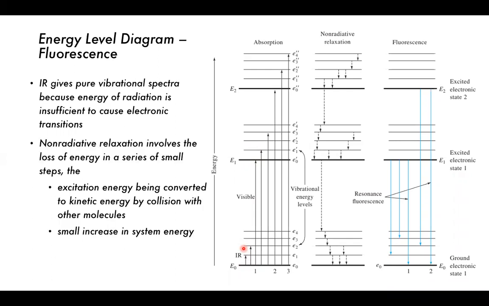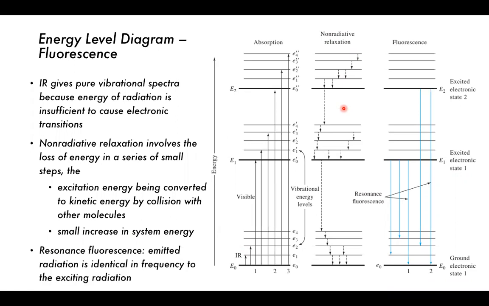levels. Non-radiative relaxation involves the loss of energy in a series of small steps, with the excitation energy being converted to kinetic energy by collision with other molecules and a small increase in system energy. So non-radiative relaxation is caused by the collision of one molecule hitting another, and it can also be caused by transfer of energy from one molecule to another. And then resonance fluorescence, again, we talked about, is the idea that the emitted radiation is identical in frequency to the exciting radiation.